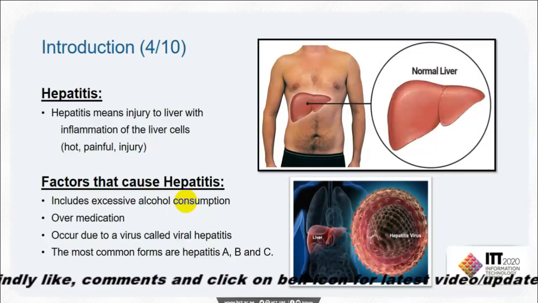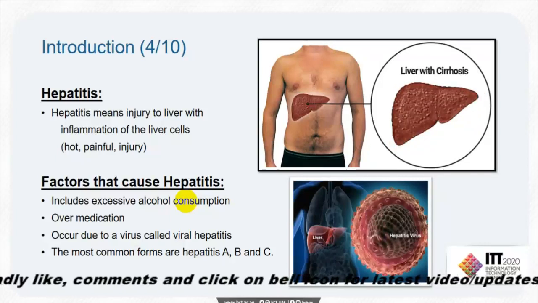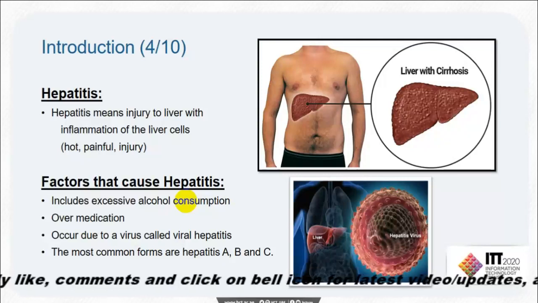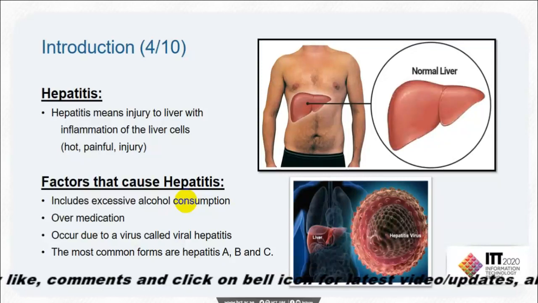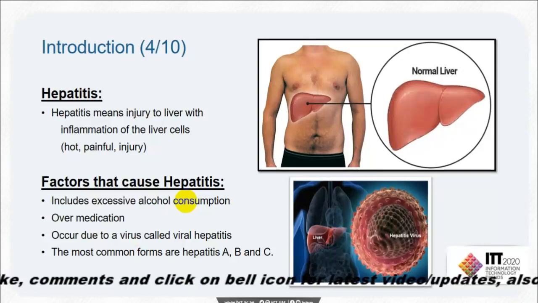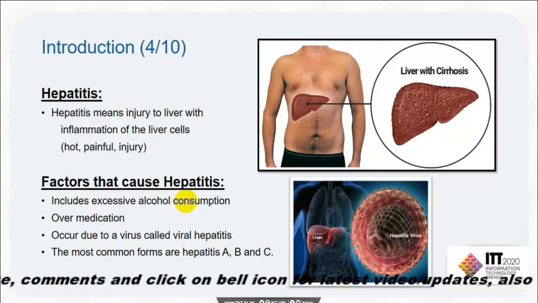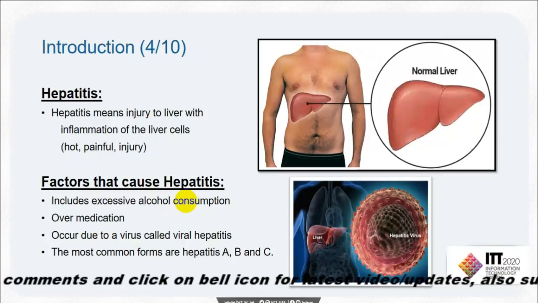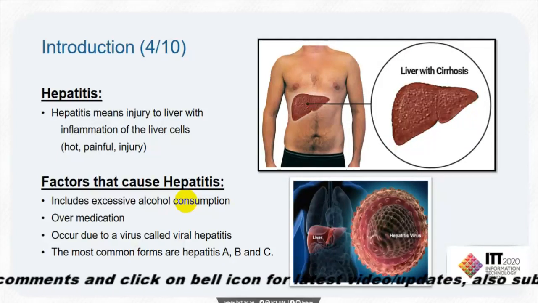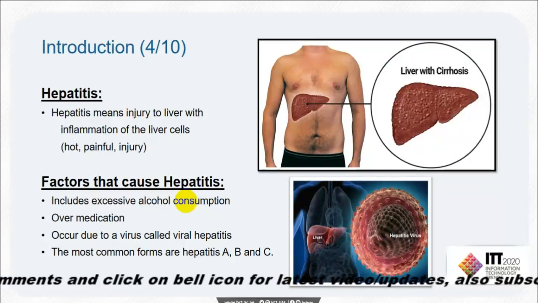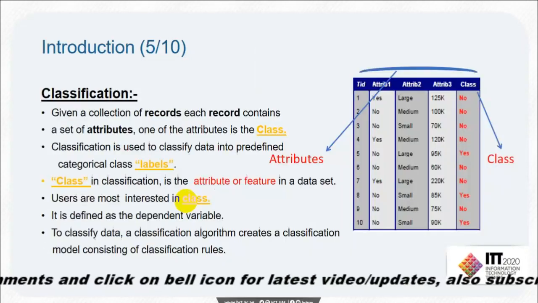Hepatitis means injury to the liver, inflammation of the liver, a hot painful injury. Factors that cause hepatitis include over-medication, excessive alcohol consumption, and a virus, called viral hepatitis. The most common factors are hepatitis A, B, C. And my topic regarding this research depends on hepatitis medical data.